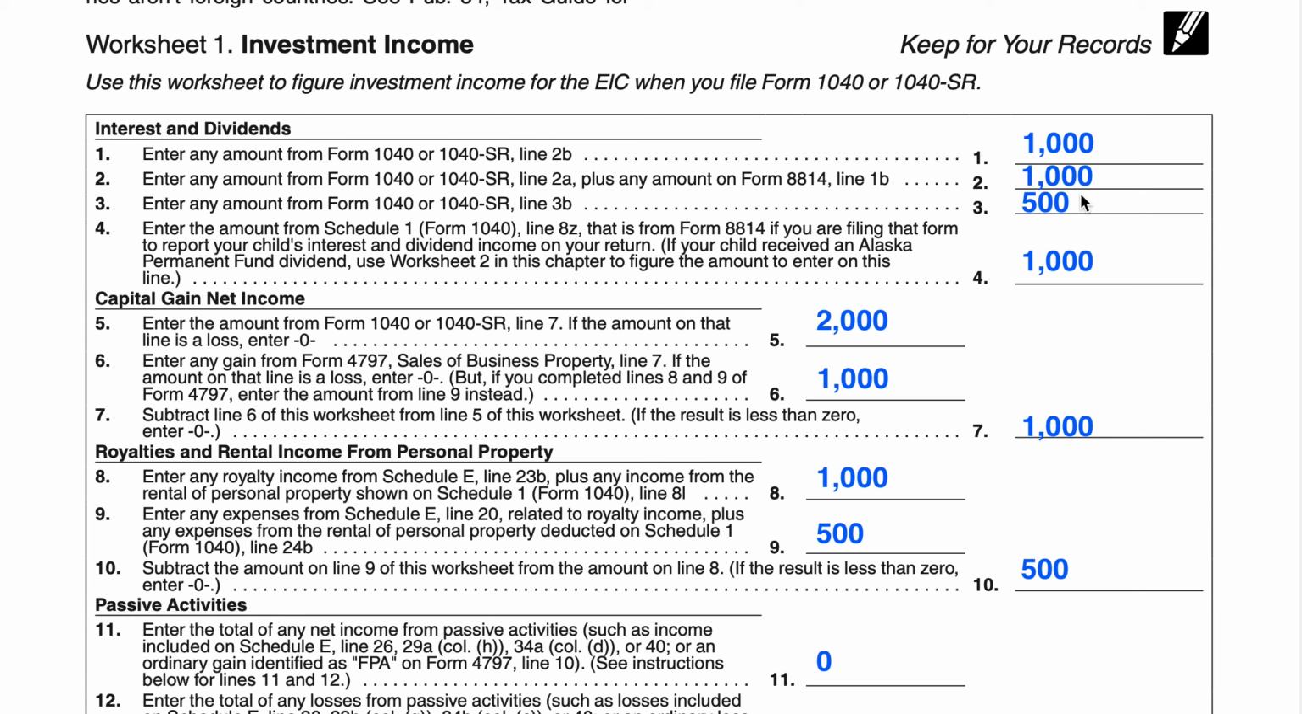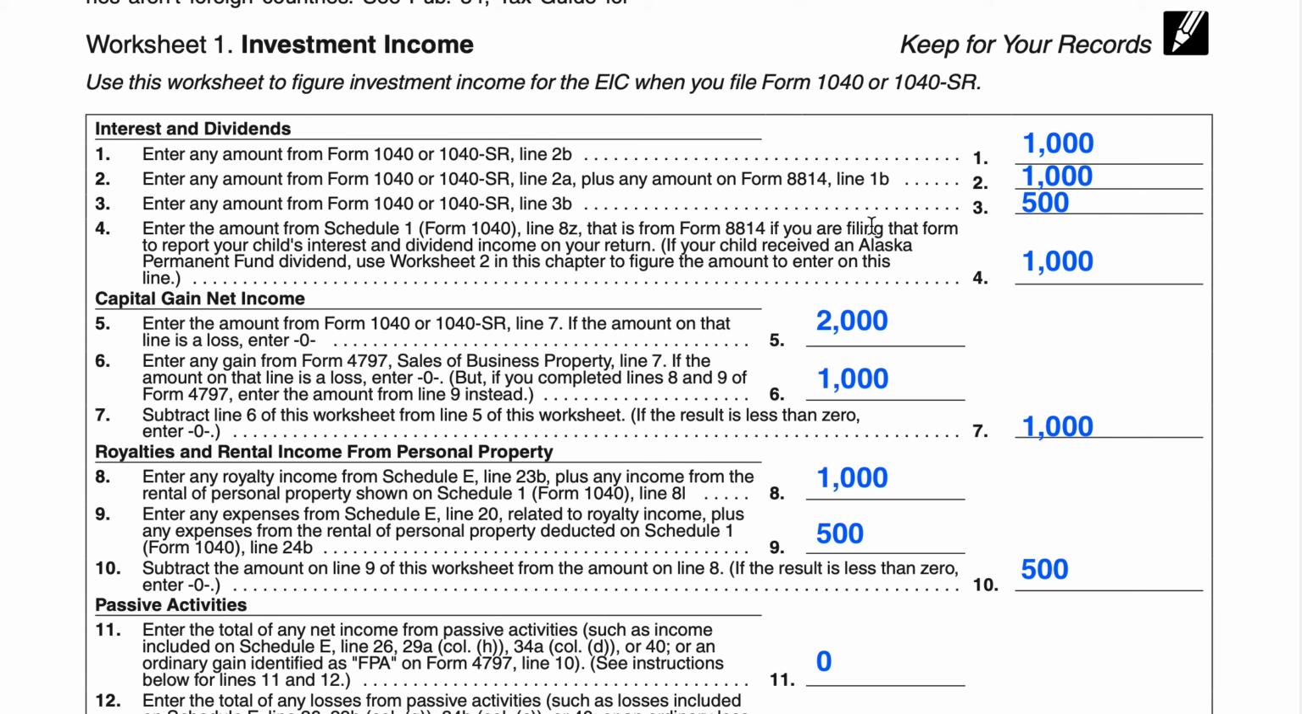In line 4, this is the amount from Schedule 1, line 8Z, that would be from your IRS Form 8814, reported as your child's interest and dividend income. So any amount that's not tax-exempt flows through to Schedule 1 as an additional income item under line 8Z. That's kind of a catch-all for all those different pieces of additional income. So let's just say that that's $1,000.